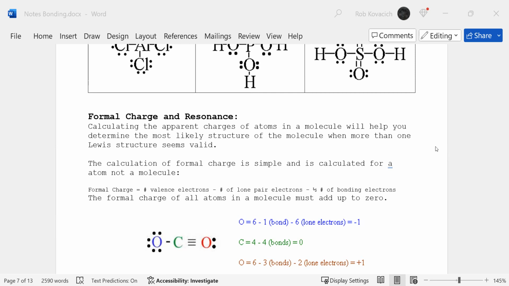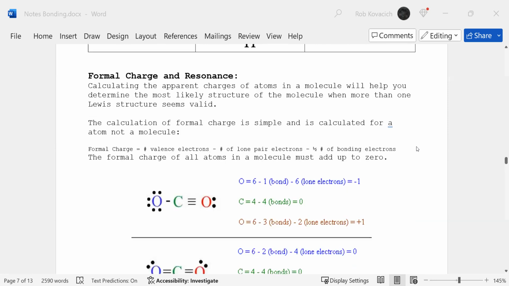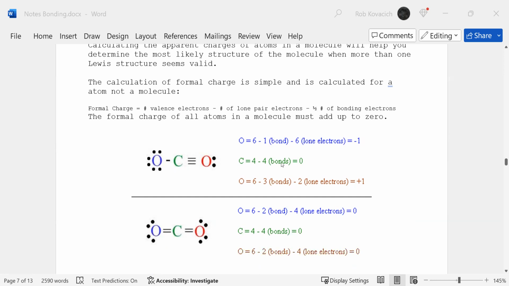What you're looking for is the smallest numbers for all the atoms. If the atoms have high formal charges, then that's probably not a stable structure. So we're going to want to choose the structure where the formal charge is smaller on the atoms. So how do we calculate a formal charge? Formal charge is equal to the number of valence electrons minus the number of lone pair electrons minus half the number of bonding electrons. Let's just do the calculation and we'll see what I mean by that.